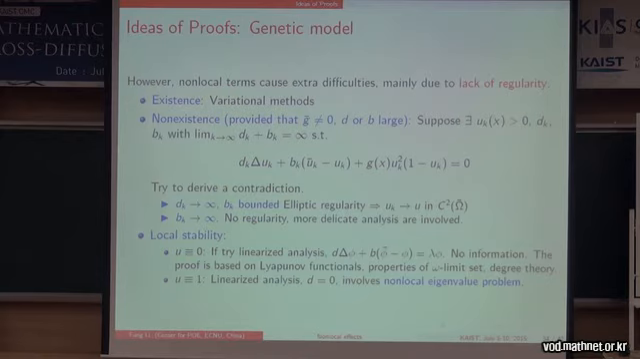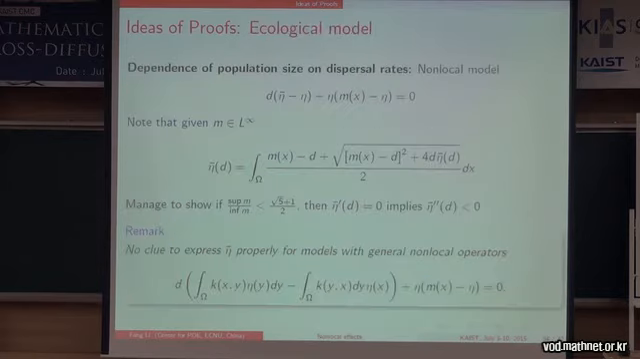That's also the case for local stability. During the analysis, we have to handle something related to a non-local eigenvalue problem. I'll skip that part. And for the ecological model, because we only have some partial results, I want to show you where we have difficulties here.